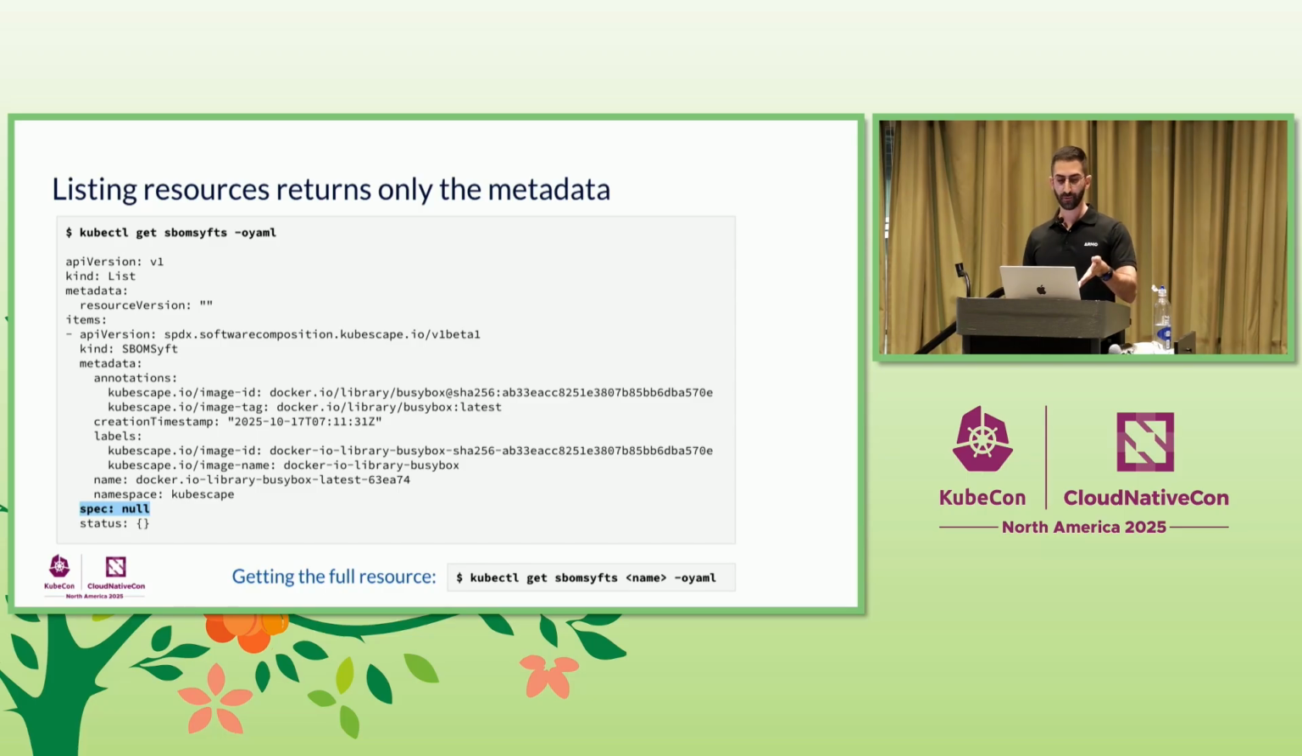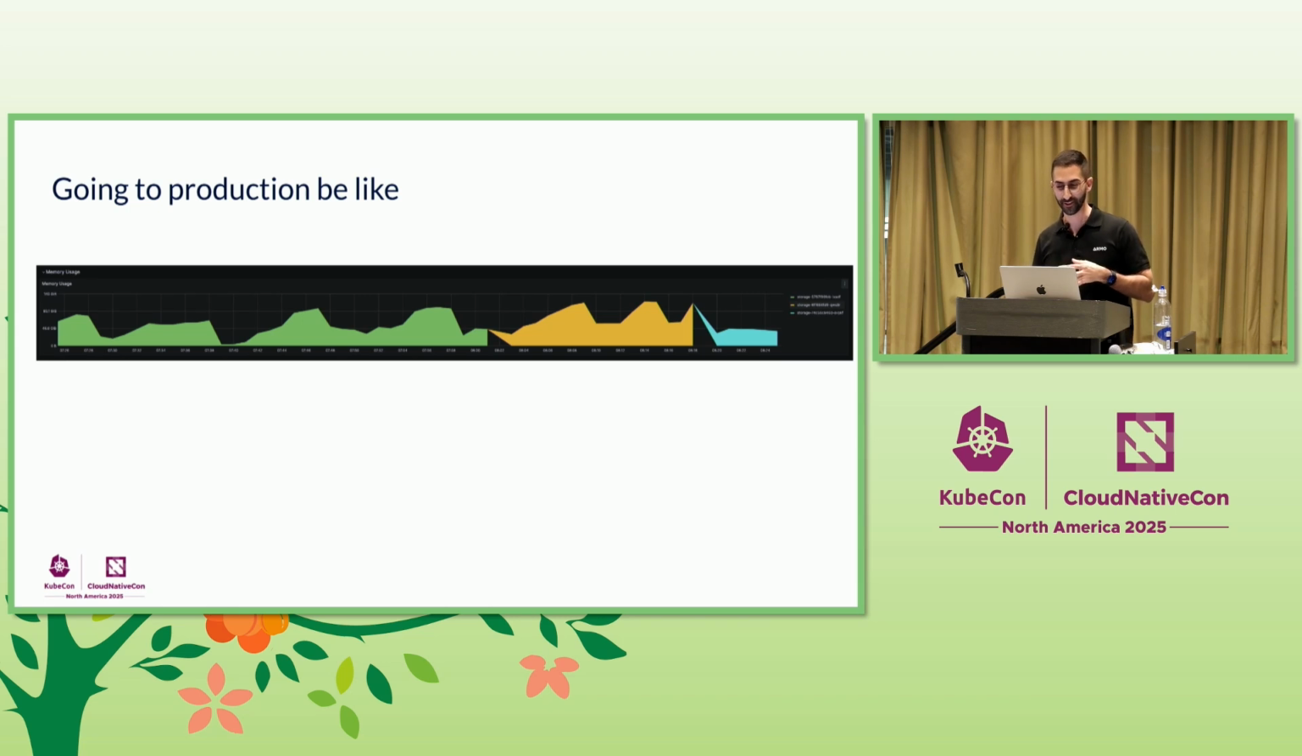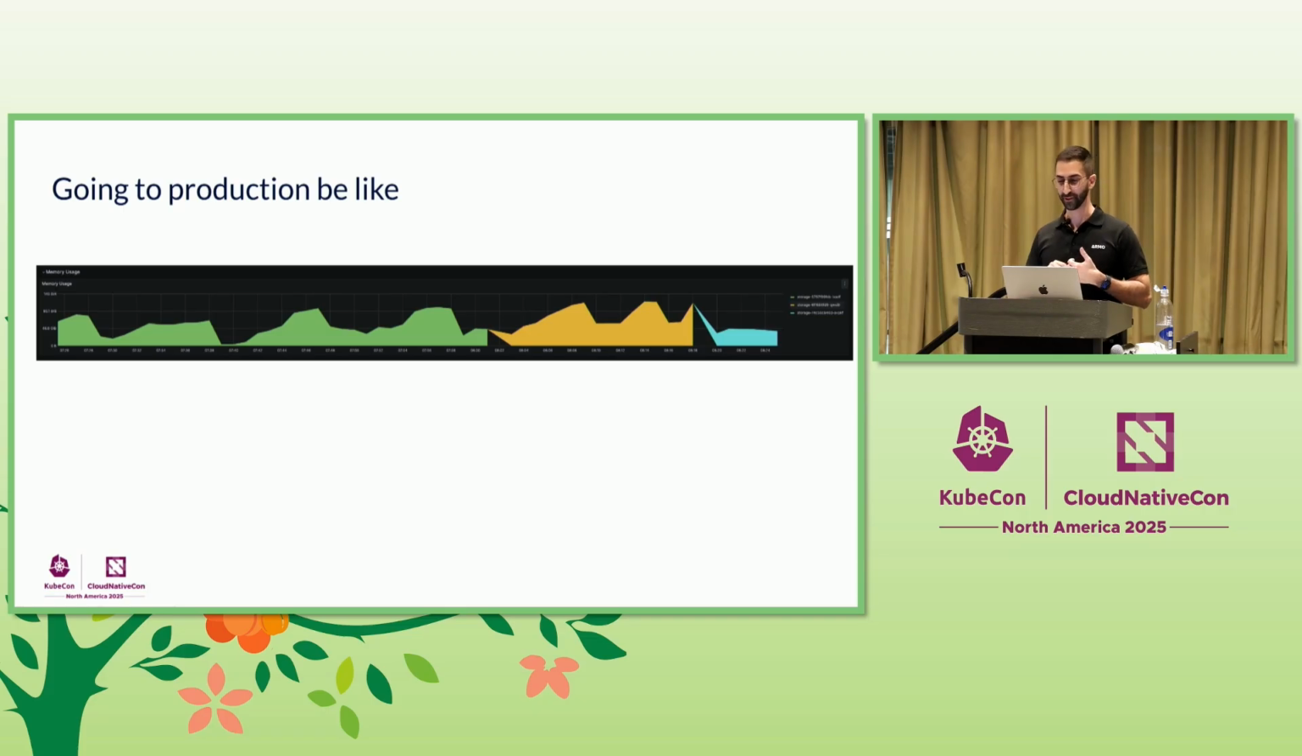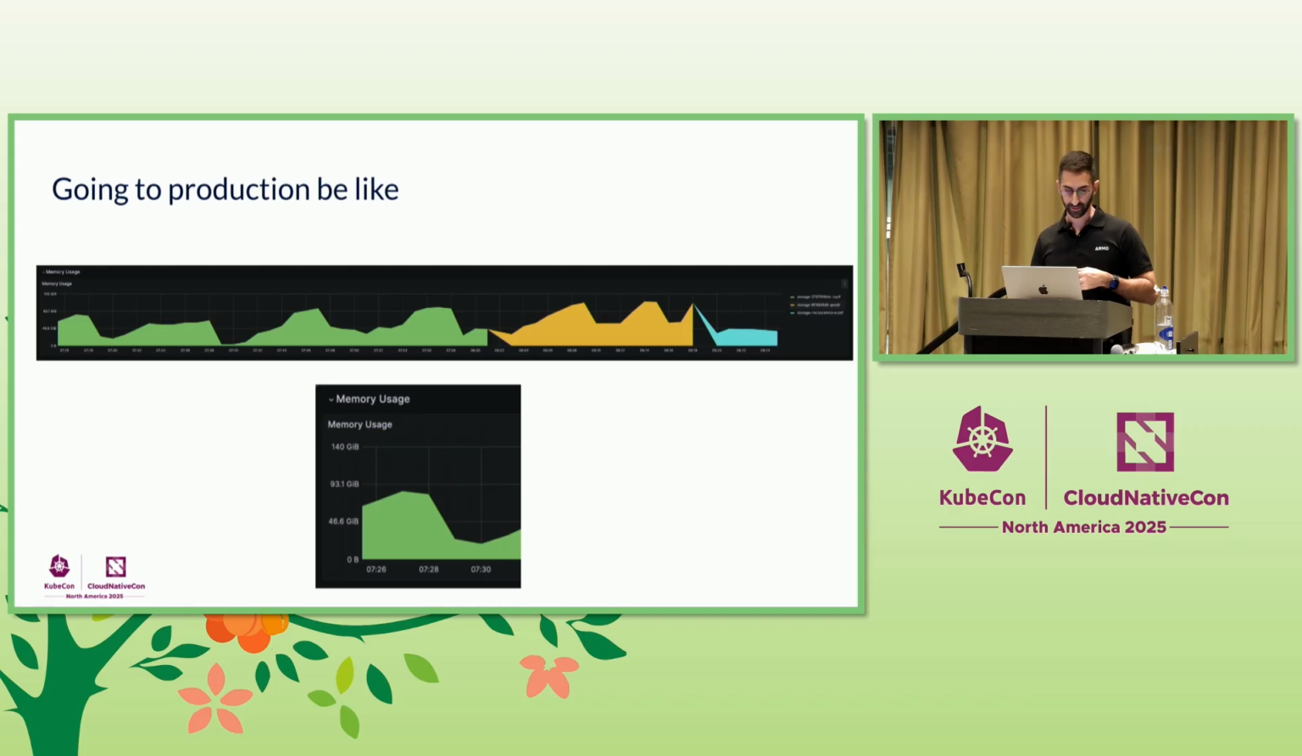This is how it would look. The spec was null, and in order to get the full resource, you had to specifically ask for it using a get. We thought we had done a super optimization and solved all the issues, but then we went to production, and that was challenging. That's the memory usage of our storage pod, and if I zoom in, you can see it's 93 gigabytes of memory.